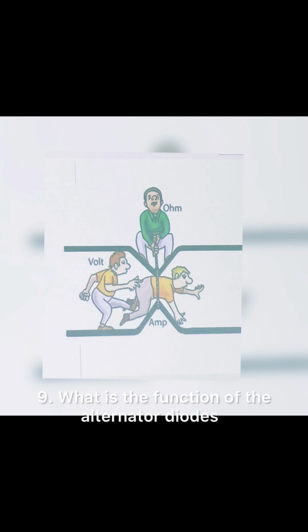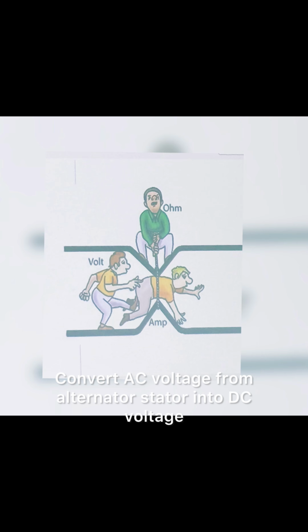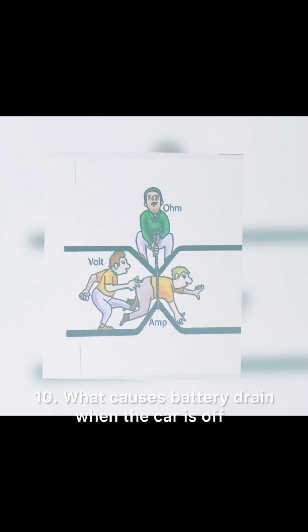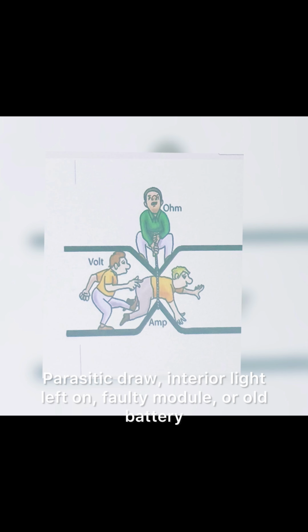9. What is the function of the alternator diodes? Convert AC voltage from alternator stator into DC voltage. 10. What causes battery drain when the car is off? Parasitic draw, interior light left on, faulty module or old battery.